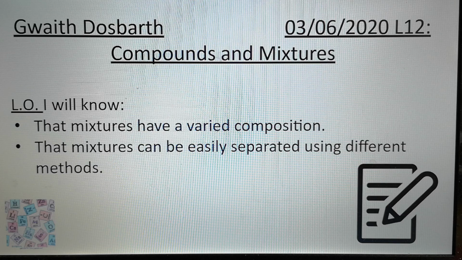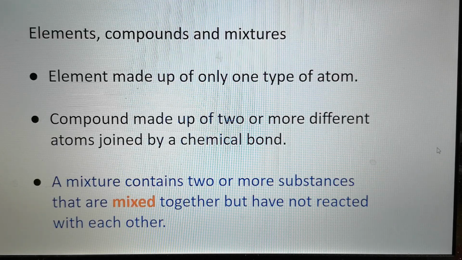Good morning, Year 7. Here we are, Lesson 12 of Elements, Mixtures and Compounds. Today we're going to be focusing on compounds and mixtures, and we're going to learn that mixtures can be easily separated. So if you mix something together, then it's quite easy to separate it again. Let's remember back to those three definitions that are really, really important.